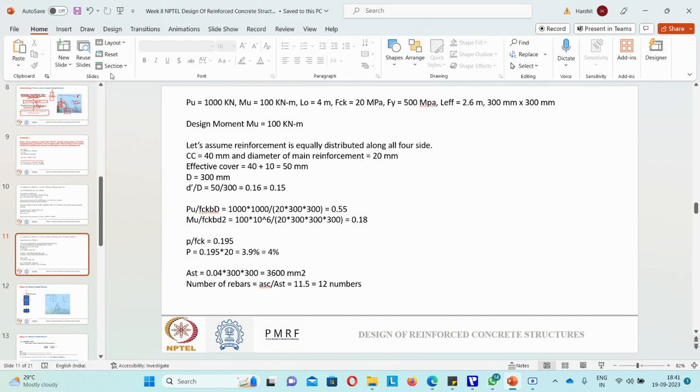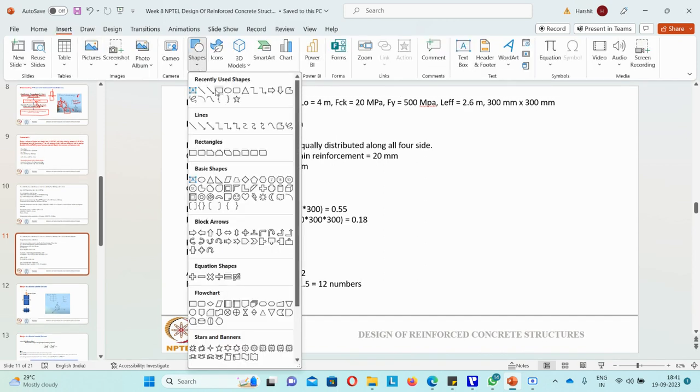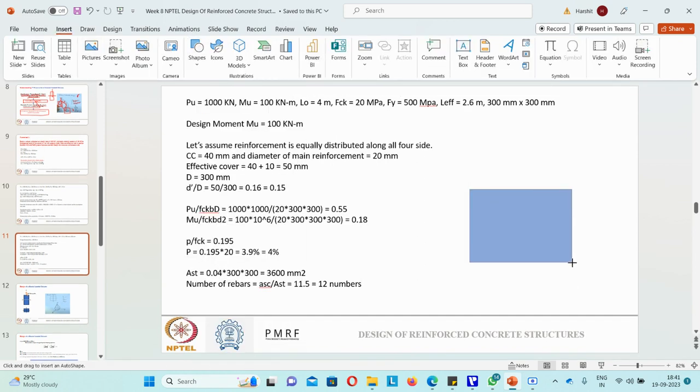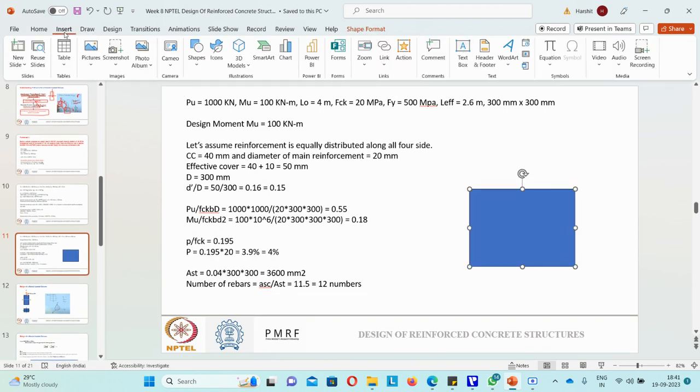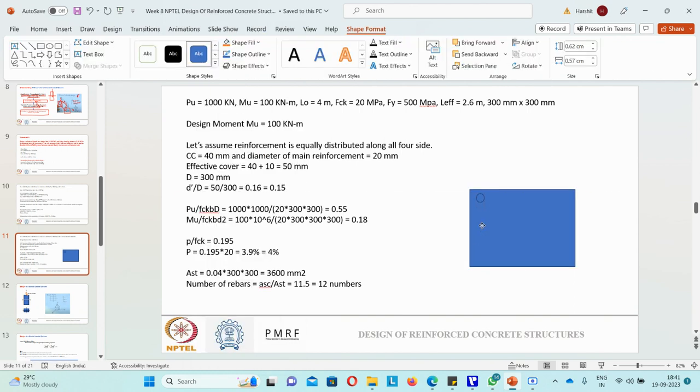Okay, so if we try to sketch how this will be done, suppose this is my top view of the column, and I need to provide 12 reinforcement bars. Here will be one on the edge. First we will provide all four on the edge. So four are done like this.